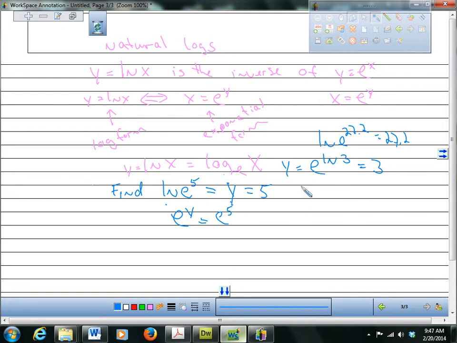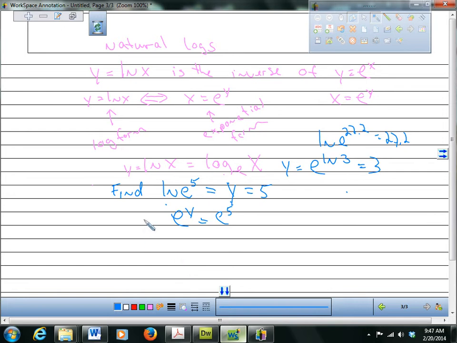Or you could rewrite this in logarithmic form, which would say natural log of e... I'm getting myself confused. I'll think about that in a minute, not while I'm on video. But this undoes this, so this is just equal to 3.